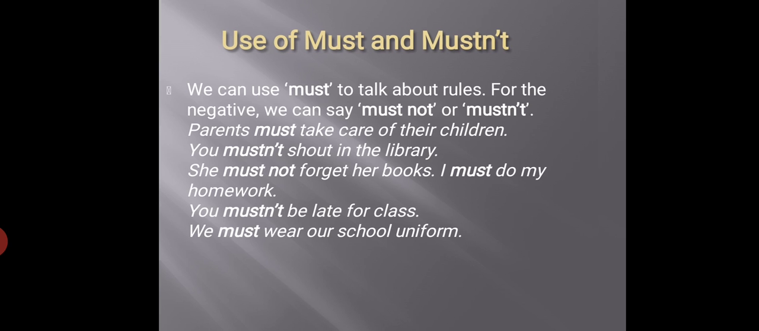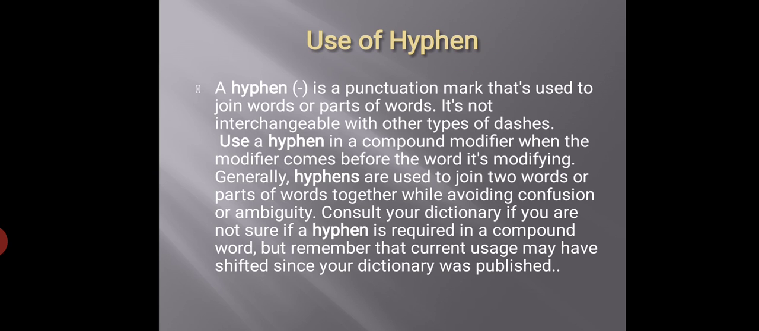So now come to the use of hyphen. A hyphen is a punctuation mark that is used to join words or parts of words. As you have seen in the bracket, a hyphen is a small dash, a short dash. So it's not interchangeable with other types of dashes. Generally, hyphens are used to join two words or parts of words together while avoiding confusion or ambiguity.